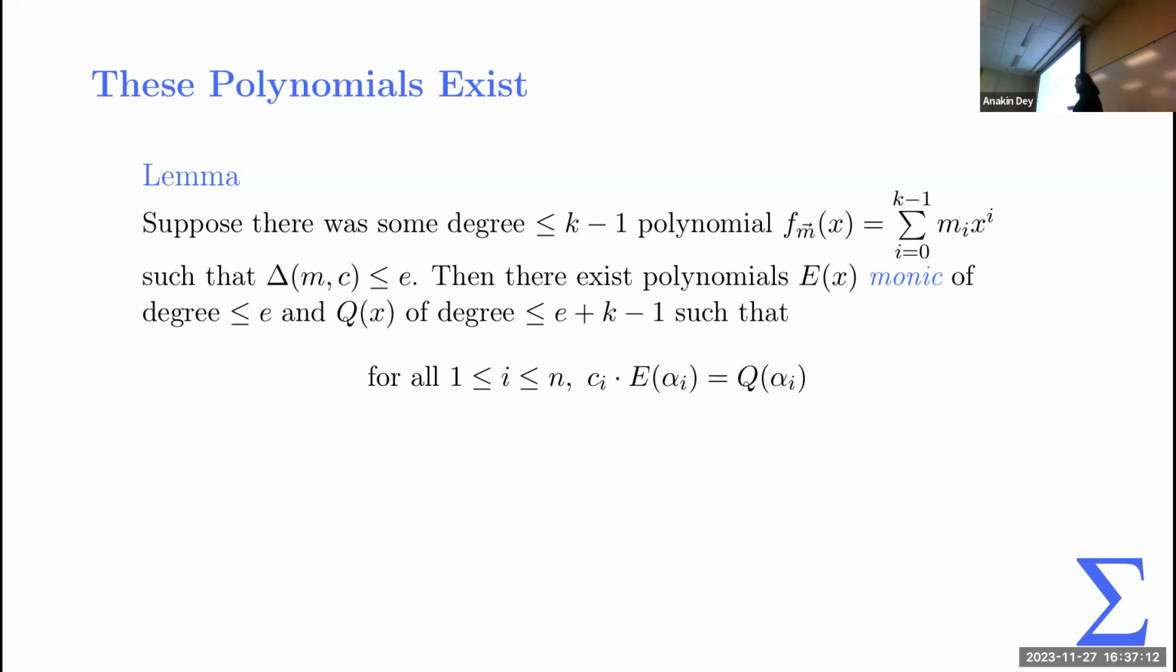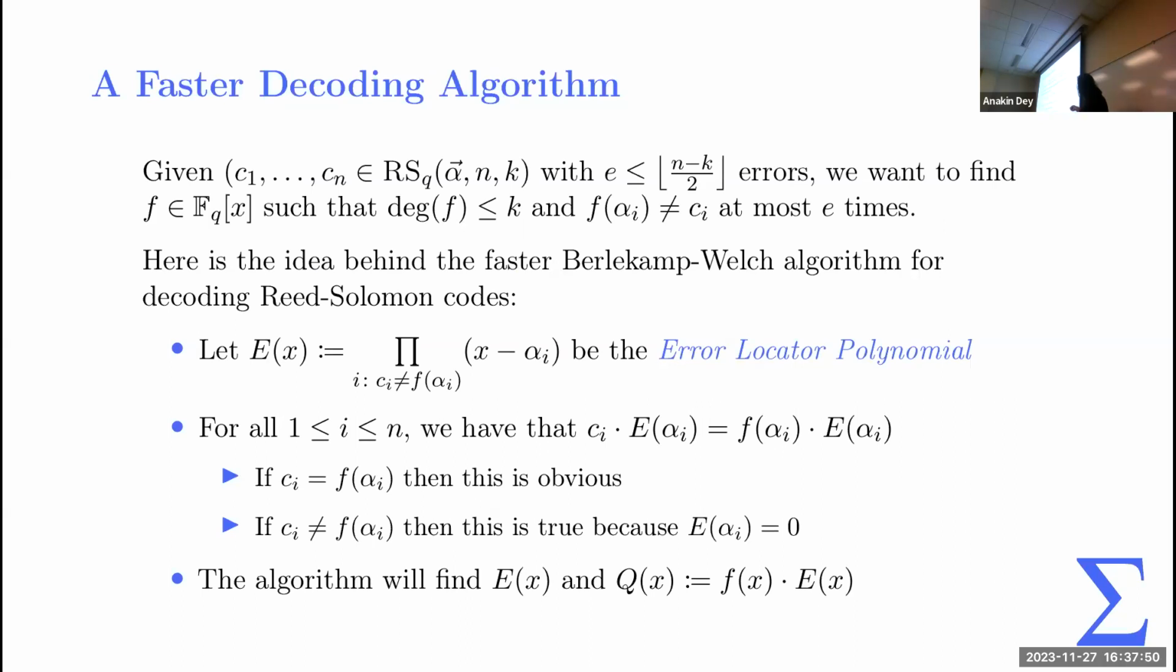So E is going to be a monic polynomial, so its leading coefficient is going to be 1. And Q is going to be of degree less than or equal to E plus K minus 1. That's because remember we did Q is equal to E times F. If you just take the product of those two, that's what the degree turns out to be. And we wanted that C times E is equal to Q for all alpha I, and that's what we said before. Q is that thing right there. So you want C times E to equal Q.